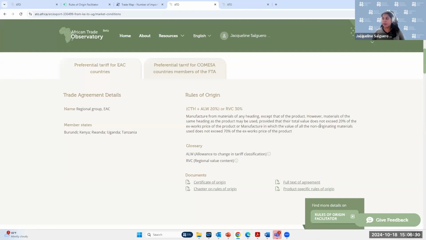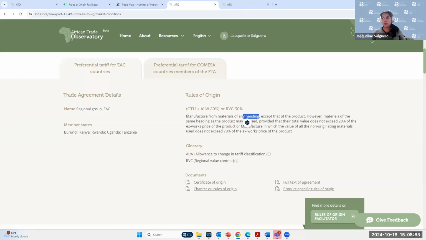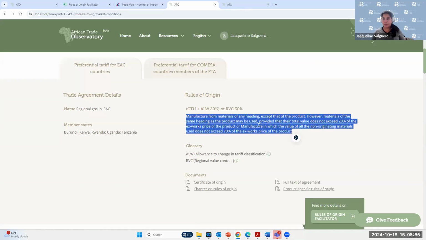Manufacture from materials of any heading except of the product. If you recall, the word heading is what I was mentioning to you about the harmonized system classification. I told you sometimes those terms might come up when we talk about rules of origin. The chapter was the 2 digits, then the heading was the 4 digits, and then the subheading, which is the one we are seeing here, is the 6 digit. So that will help us to interpret this information.